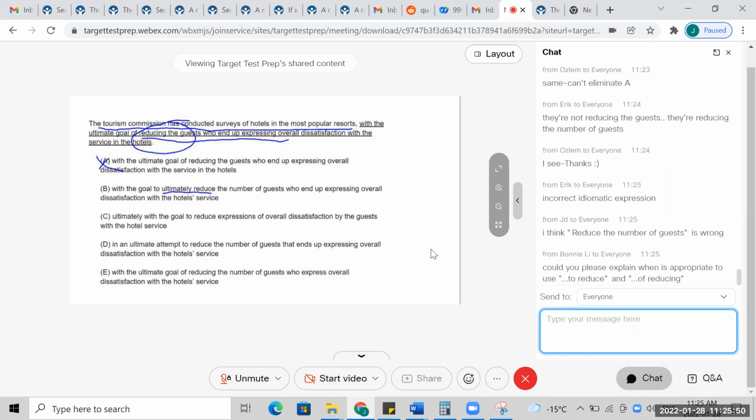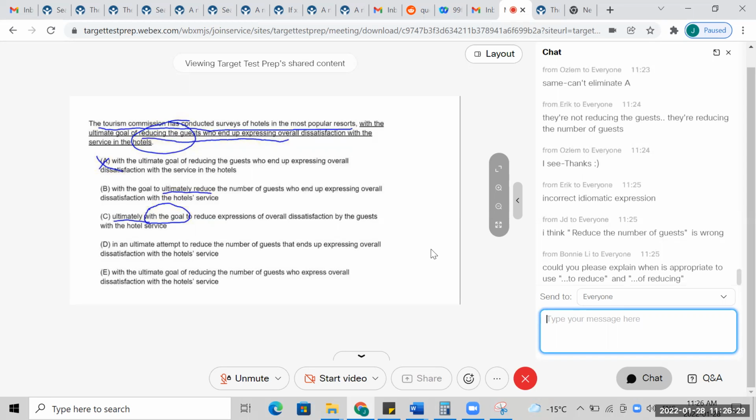Ultimately, with the goal to reduce expressions of overall satisfaction by the guests with the hotel service. Okay, the Tourism Commission has conducted surveys of hotels ultimately with the goal. What does that mean? Ultimately, they're doing this ultimately, and they're doing it with the goal. That doesn't really mean anything. Doing something ultimately means sort of doing it for the last time. So we're doing it for the last time with the goal to reduce expression. That sounds a little off.